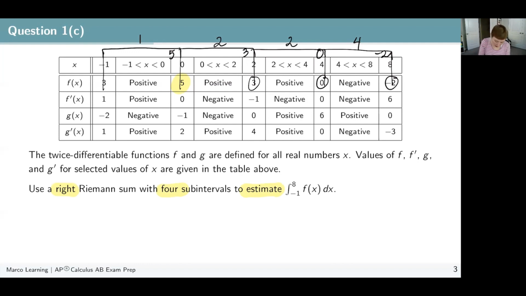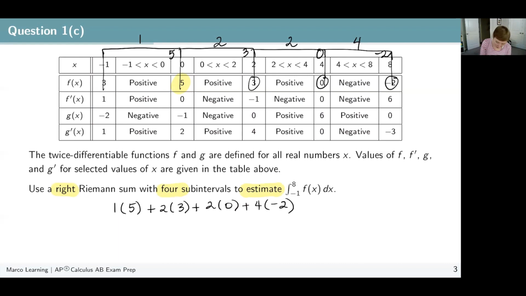So our calculation would be the 1 times the 5, right? The width of the interval times the height of the rectangle. So plus 2 times the 3 plus 2 times the 0 plus 4 times the -2. And that answer is numeric. You do not have to simplify it. You can leave it just like that and move on to the next part. And because this is a timed test, I would encourage you to do that.